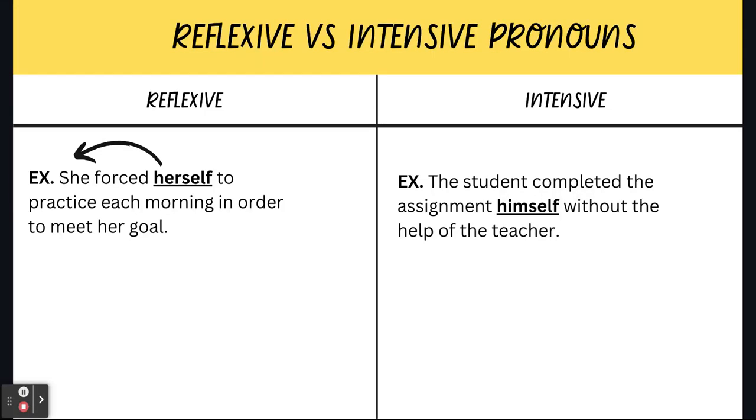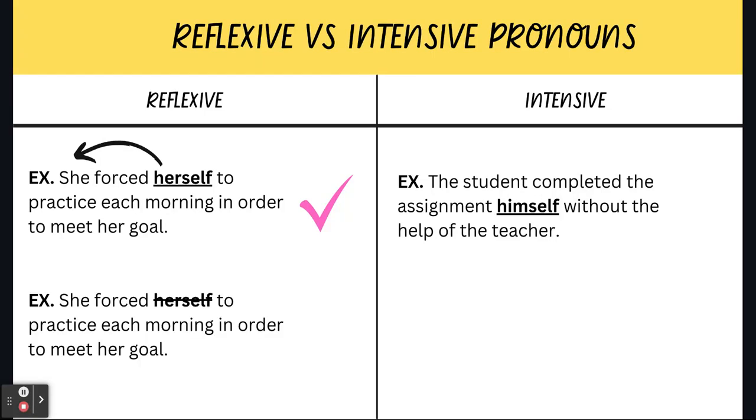For a reflexive pronoun, she forced herself to practice each morning in order to meet her goal. That is used correctly. I understand who she was forcing to practice. So I understand the meaning of the sentence. If I remove that pronoun and I just say she forced to practice each morning in order to meet her goal, this is incorrect. I don't understand the meaning. Who is she forcing? It could be herself, it could be her sister, it could be a friend, it could be a student, I don't know. So when the meaning is gone because I removed the pronoun, then it must be a reflexive pronoun.